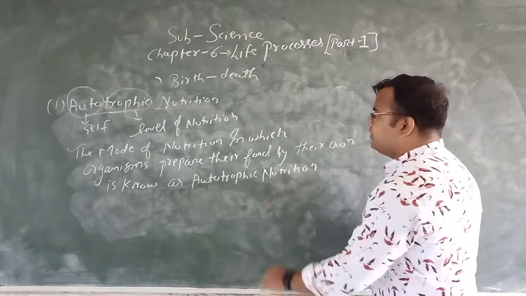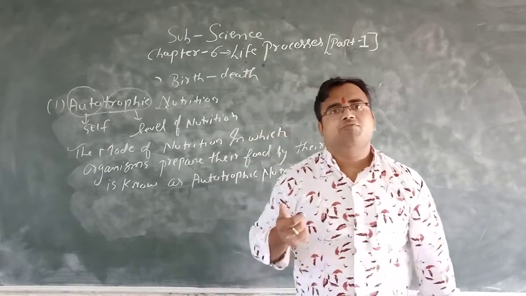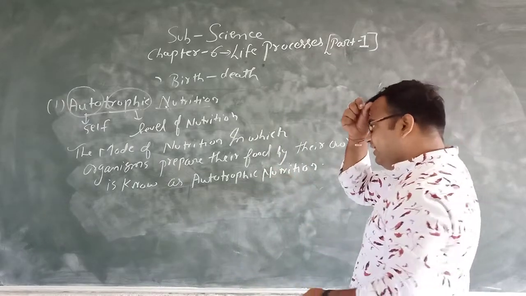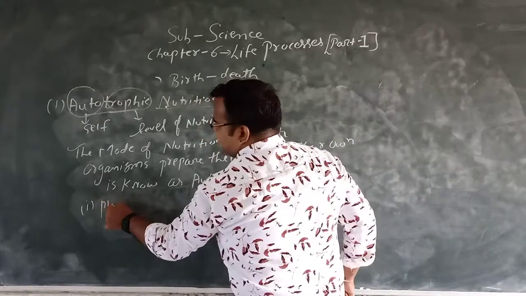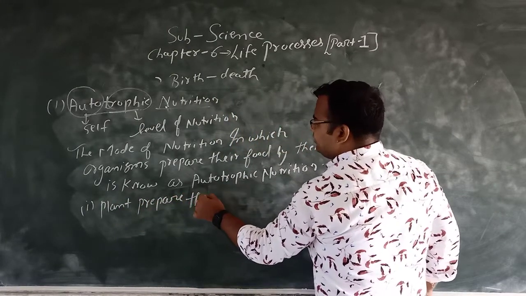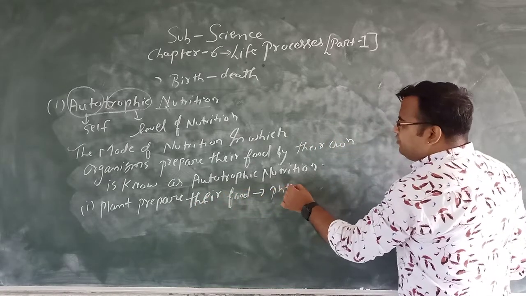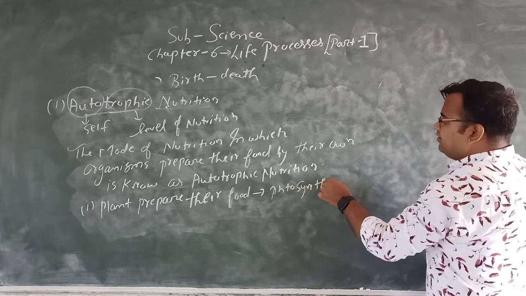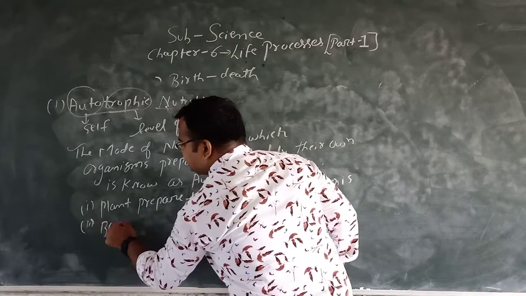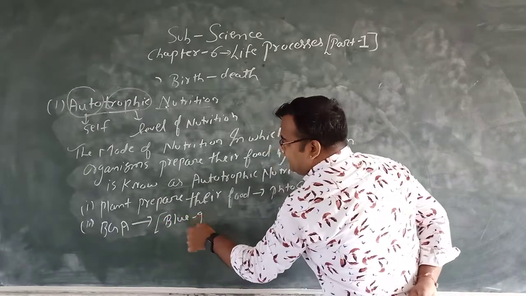Okay, autotrophic nutrition. The mode of nutrition, the way of nutrition in which plants prepare their food on their own is known as autotrophic nutrition. As examples of autotrophic nutrition, we can take first, plants prepare their food by photosynthesis. By which process? Photosynthesis. And second is BGA. What is the meaning of BGA? That is blue green algae.